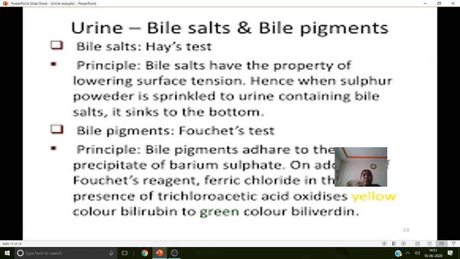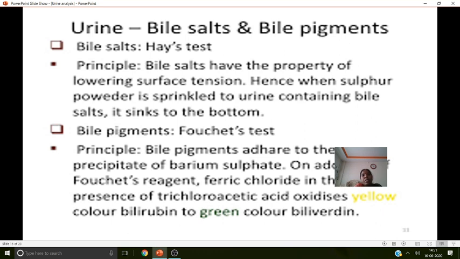So urine for bile salts and pigments: I already told the Hay's test for bile salts. The principle is that bile salts have the property of lowering surface tension, hence when sulfur powder is sprinkled on urine containing bile salts, it sinks to the bottom. That is the reason we can observe this.